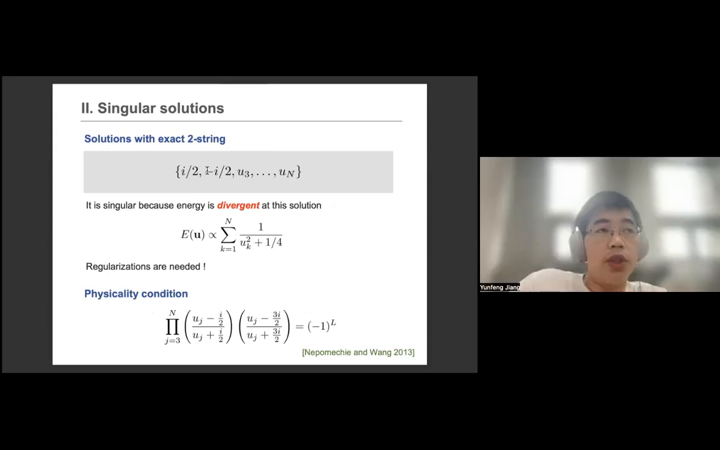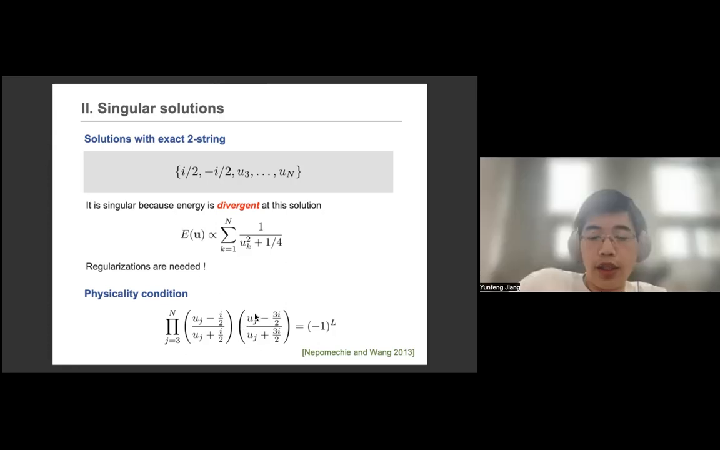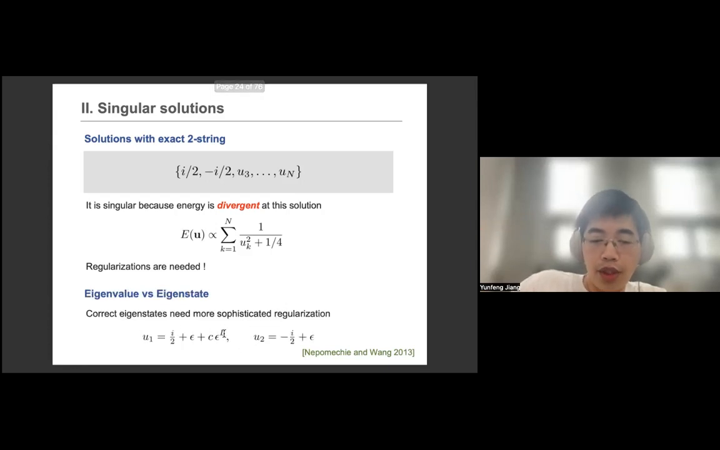In which sense? In the physical sense. It just means that if the rest of the Bethe roots satisfy this condition, then by using Nepomechie-Wang regularization, you can generate the good eigenstate. Otherwise, if they don't satisfy this, you don't get the good physical eigenstates.